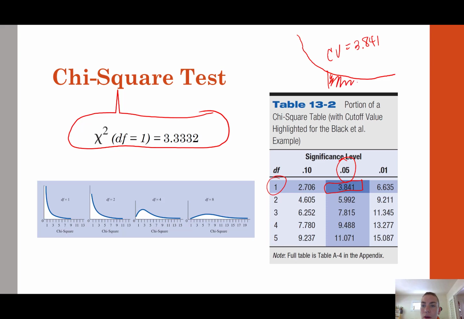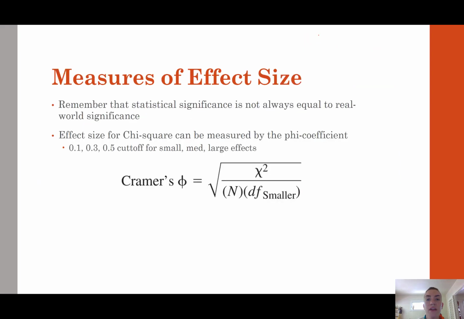So anything beyond that we would reject, but it looks like my value is here, 3.33. So that does not fall in the critical rejection region, so I conclude that I cannot reject my null hypothesis. In other words, I don't have evidence to support the hypothesis that people order more hot coffee in the winter and more cold coffee in the summer. But remember that statistical significance is not always the same thing as real-world significance.